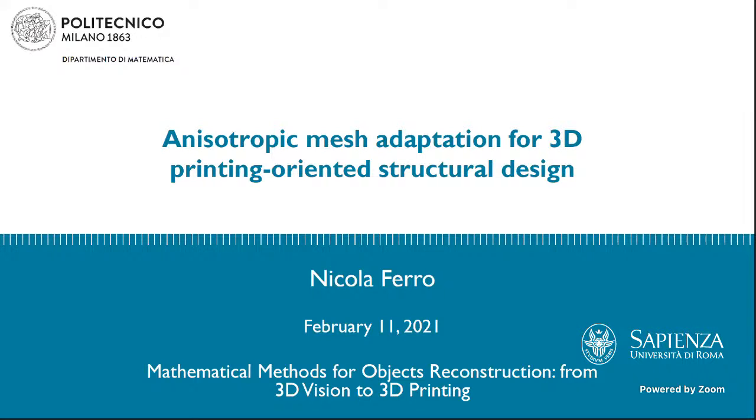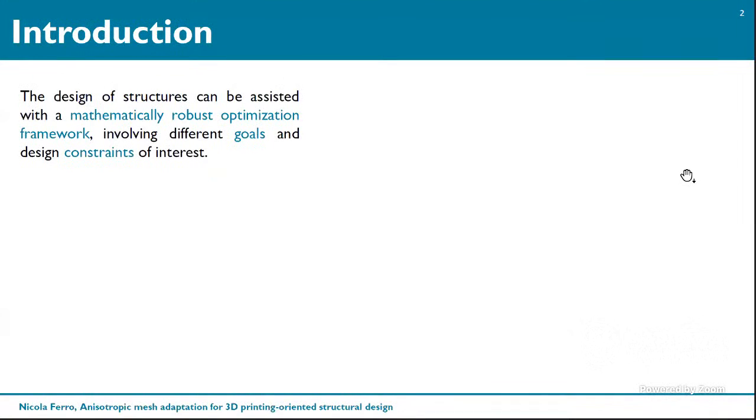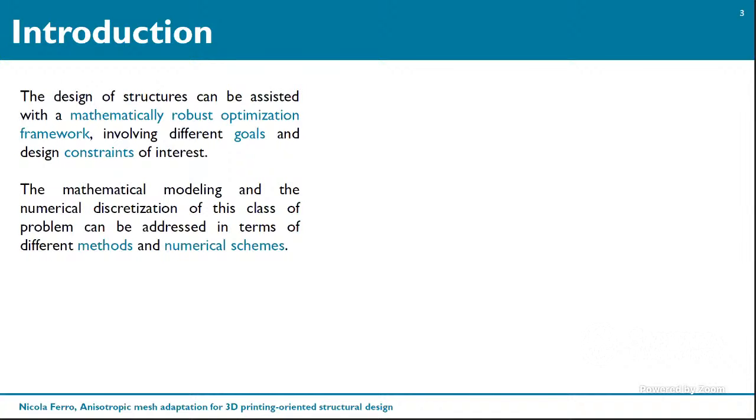And I want to start with a brief introduction of what I will discuss today. Because many people have already talked yesterday and today about design of structures. And in this framework, there are mathematically robust techniques that can be useful in the framework of design optimization, involving different goals and designs of interest. In particular, from a mathematical viewpoint, you can choose between different methods, for example, level set methods or density methods, to address the problem of optimal design.